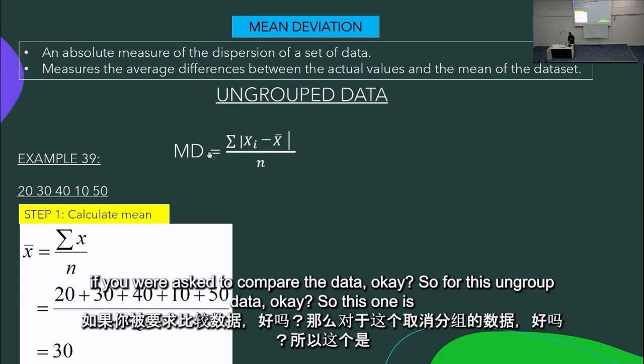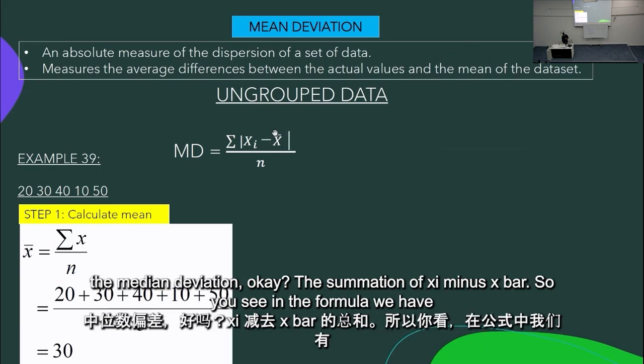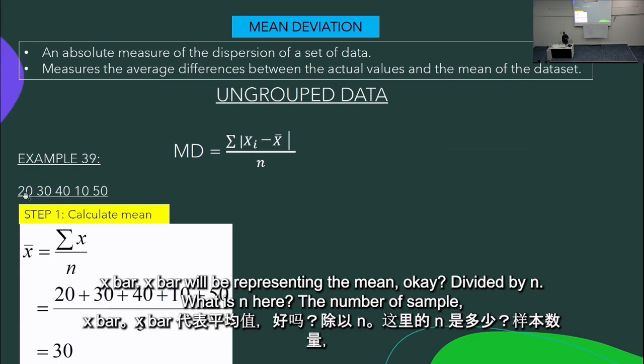If you are asked to compare the data. So for ungrouped data, this one is the mean deviation: the summation of xi minus x bar. You see in the formula we have x bar. X bar represents the mean, divided by n. What is n here? The number of samples.